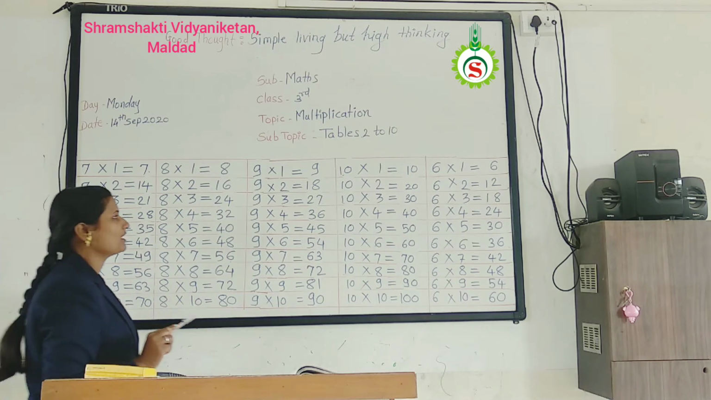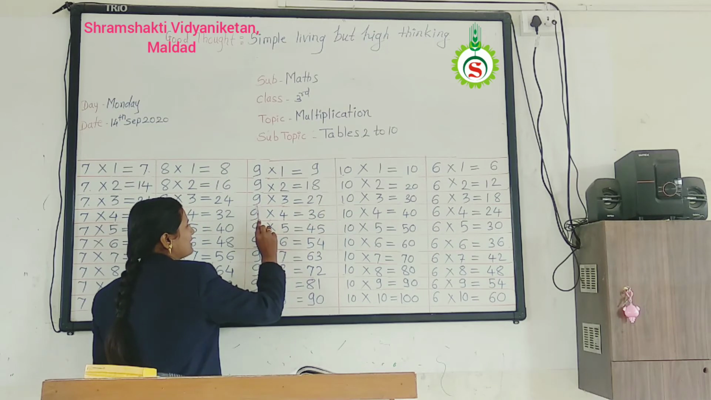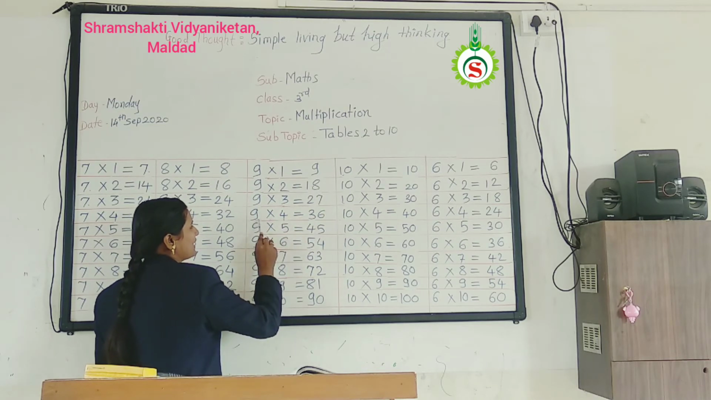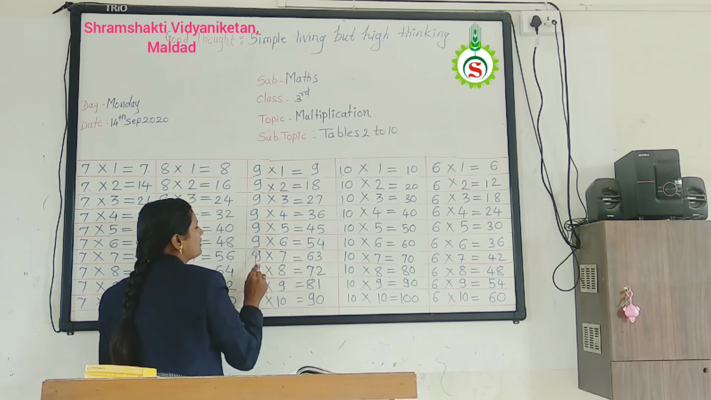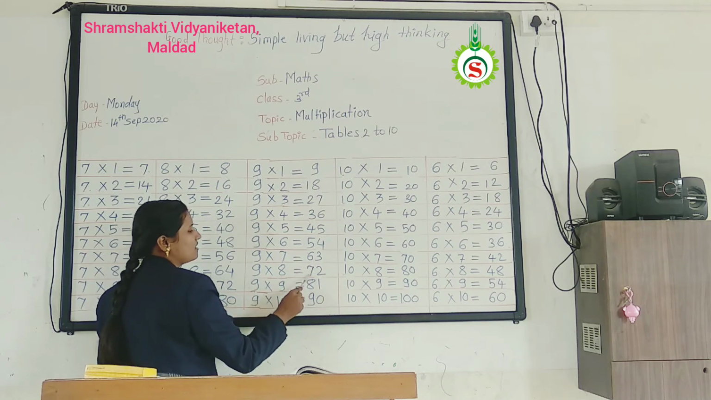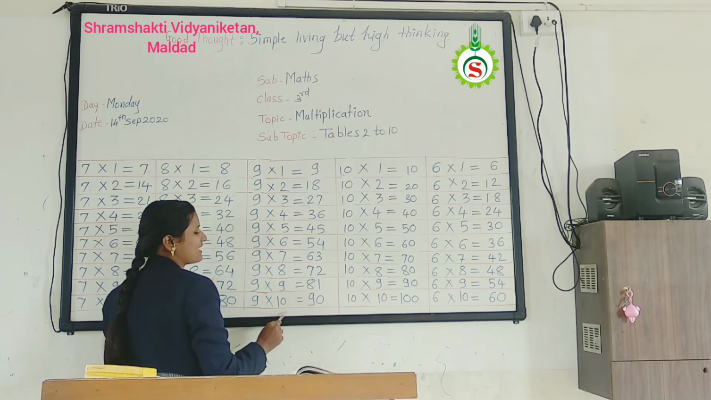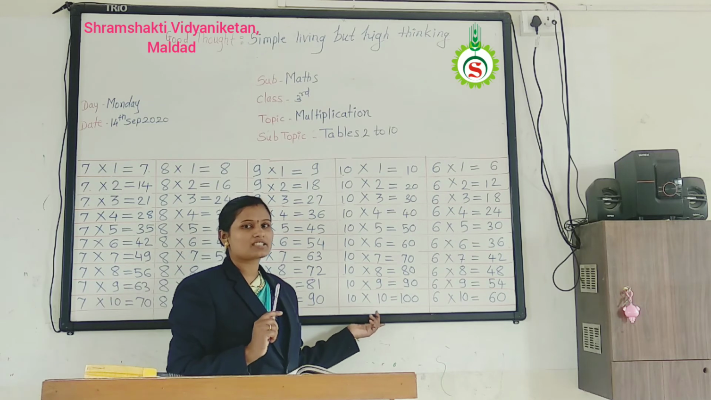See the next table. 9 ones are 9, 9 twos are 18, 9 threes are 27, 9 fours are 36, 9 fives are 45, 9 sixes are 54, 9 sevens are 63, 9 eights are 72, 9 nines are 81, 9 tens are 90. Last table, the table of 10.